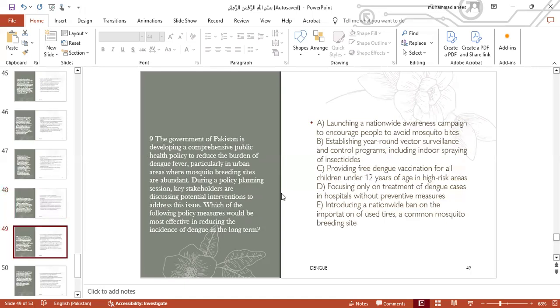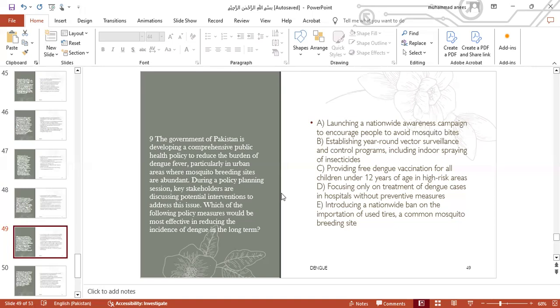9. The government of Pakistan is developing a comprehensive public health policy to reduce the burden of dengue fever, particularly in urban areas where mosquito breeding sites are abundant. During a policy planning session, key stakeholders are discussing potential interventions to address this issue. Which of the following policy measures would be most effective in reducing the incidence of dengue in the long term?